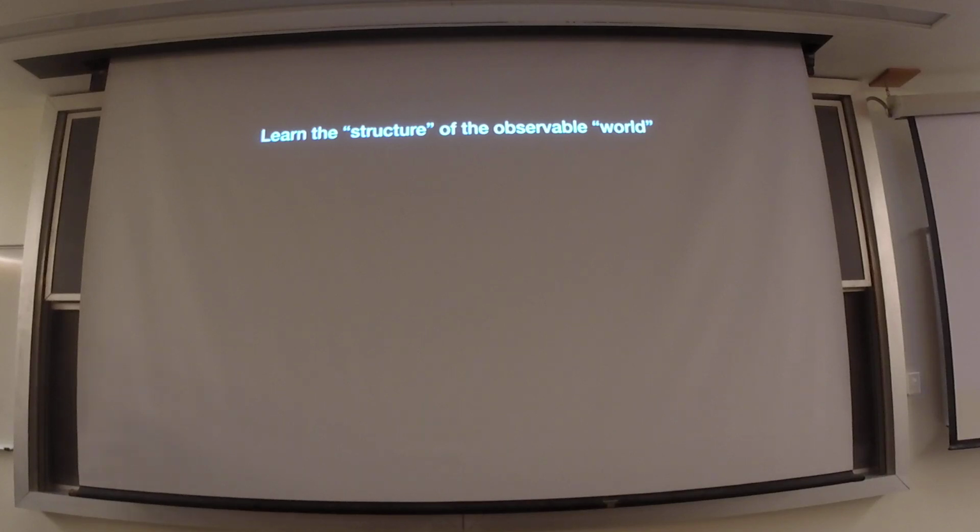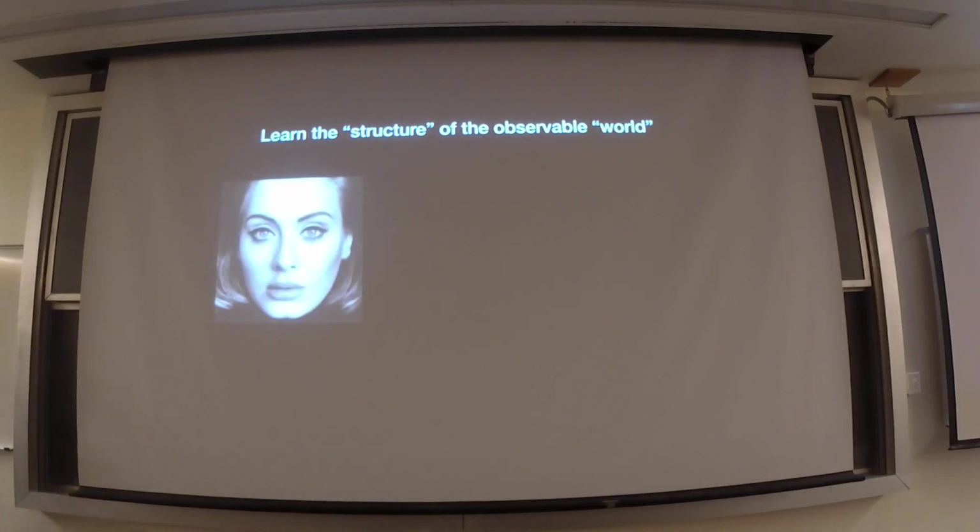So I think of machine learning: what are we going to do? What are we trying to learn? We're trying to learn the structure of the observable world. I have structure in quotes, I have world in quotes. So what does that all mean?